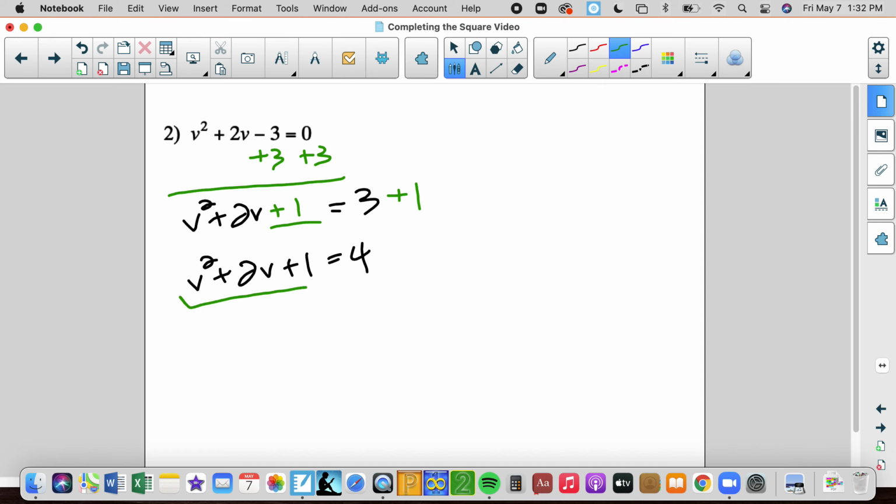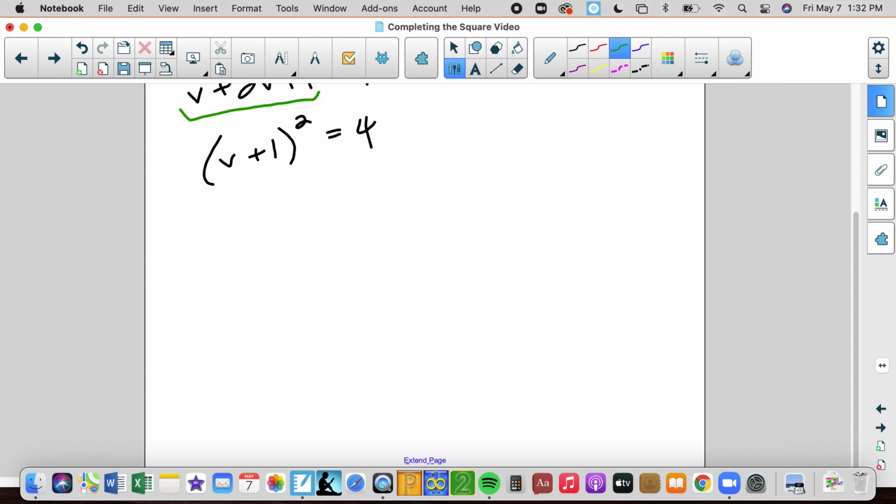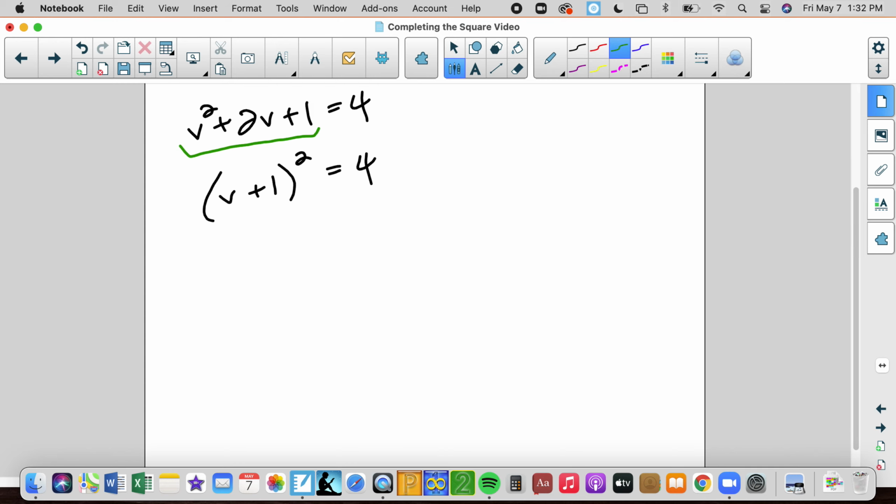Now, we see that this is a binomial square, so we can factor that. And that equals the quantity of v plus 1, quantity squared, equals 4. This value is always going to be half of b. That's a nice little cheat code, as I called it. It's a nice, efficient way of knowing what you're going to produce inside that binomial. All right, now we're at the point where we have to solve for the variable.